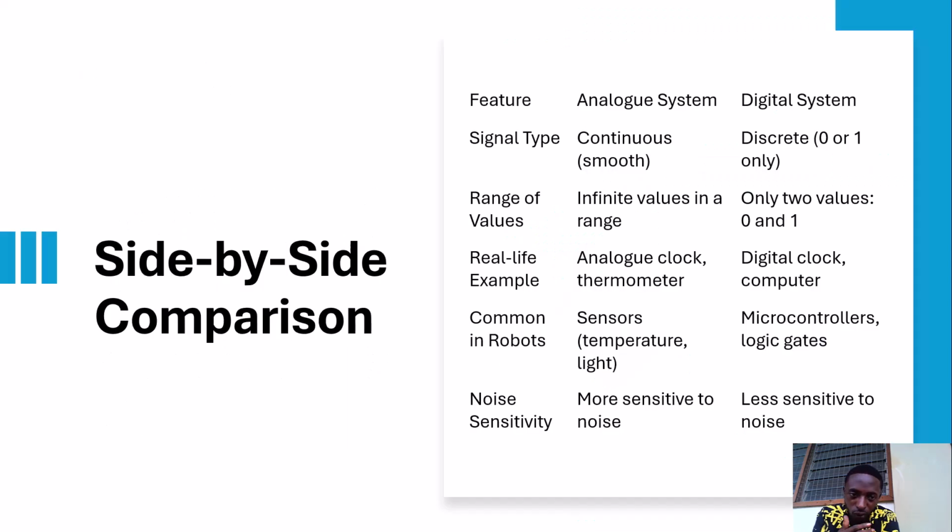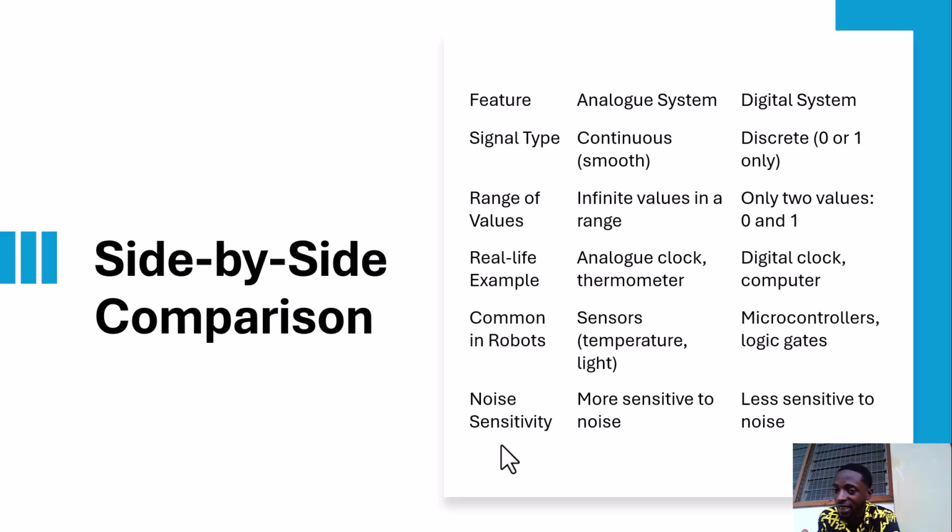So let's move on to the slide-by-slide comparison. When you look at the features, you will see the features of an analog and a digital system. The signal type for analog is continuous, and for the digital system it's discrete, 0 or 1 only.